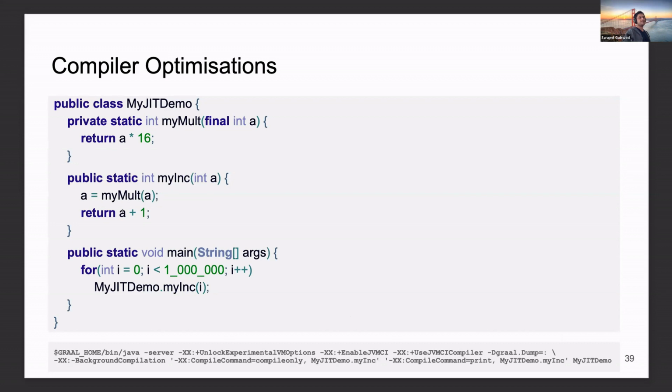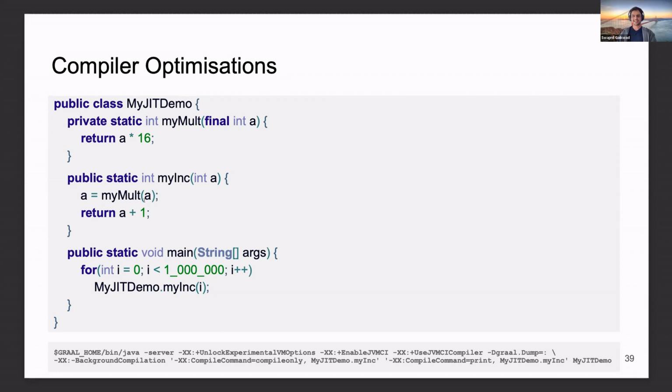And before adding 1 to it, we are calling myMultiplication, which basically does a multiplied by 16. So we are multiplying the argument by 16 and then adding 1. So if you pass 1, it will multiply by 16 and add 1. So it will return 17. And we are calling the same method 1 million times because we want the method to be JIT compiled.